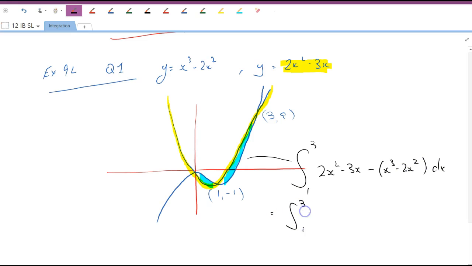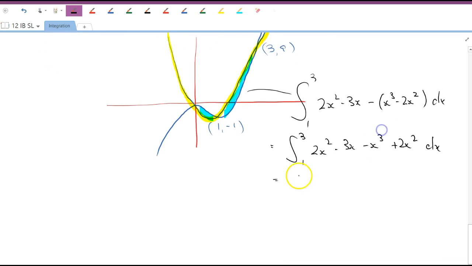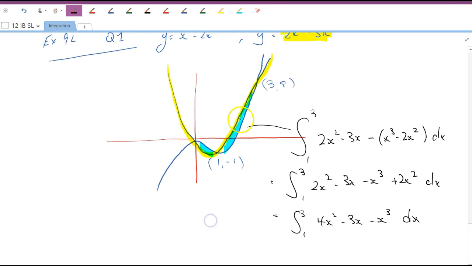And if we go and do that, we'll just simplify here: 2x squared minus 3x minus x cubed plus 2x squared. Perhaps I can simplify that before we go any further. The integral from 3 to 1 of 4x squared minus 3x minus x cubed with respect to x. So that's going to give me that in there.